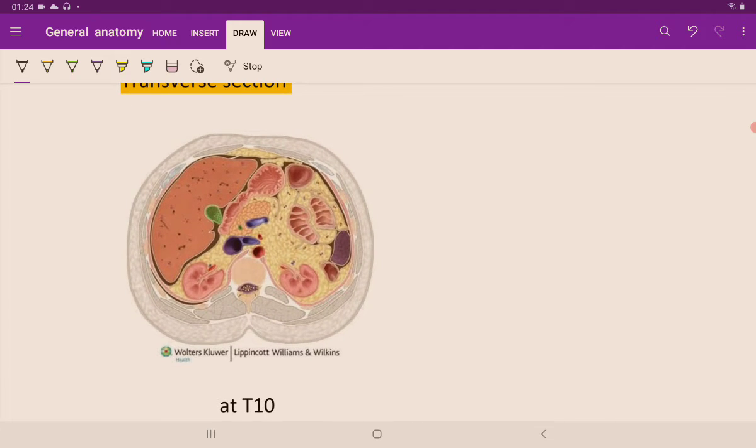See, you can see the liver here. This is the liver, and the green one is the gallbladder, and we can see the various organs. We can see the kidneys here, and we can even see the stomach, and we can see various other parts of intestine. So this is how it is oriented, guys. This is the horizontal section.